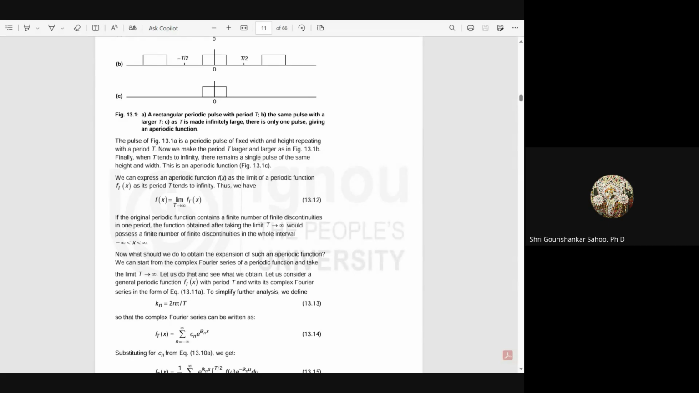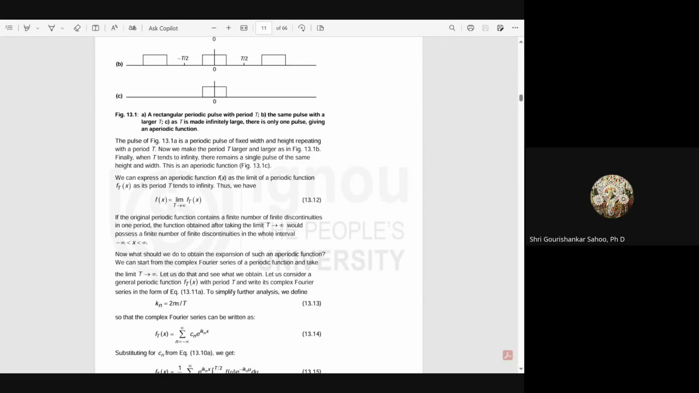f(x) is equal to the limit T tends to infinity of f_T(x), which is a function of x. If the original periodic function contains a finite number of finite discontinuities in one period, the function obtained after taking the limit T tends to infinity would possess a finite number of finite discontinuities in the whole interval.